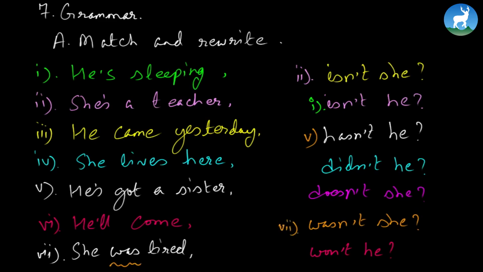This is how you can do this match and rewrite. And once you match the whole thing, the rest you can do in the classroom. And once you match the whole thing, again rewrite it like this. For example, he is sleeping, comma, isn't he? See, this is how you do it again in the copy. All right, let's move further. Again, here we have a question tag now. Now let's start again here.